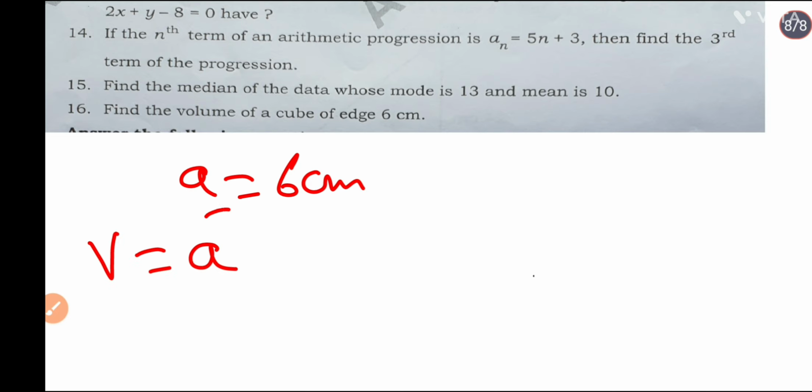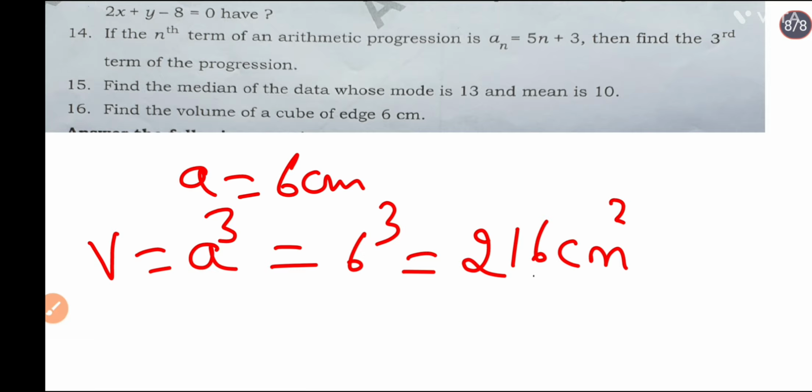Next, the last question, that is the 16th question from the second main. Find the volume of the cube of edge 6 centimeter. That means the edge a is given, that is 6 centimeter. What is the formula to find the volume of the cube? That is a cube. Volume of the cube equals a cube, that is 6 cube, which is 216 centimeter cube. You have to multiply 6 three times.